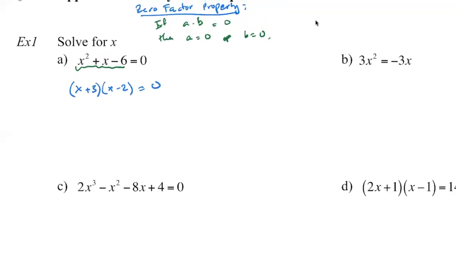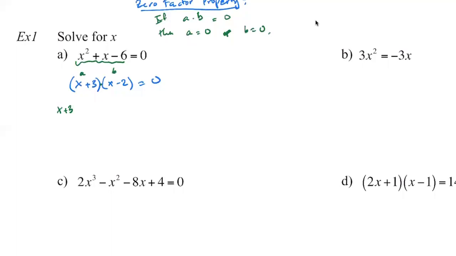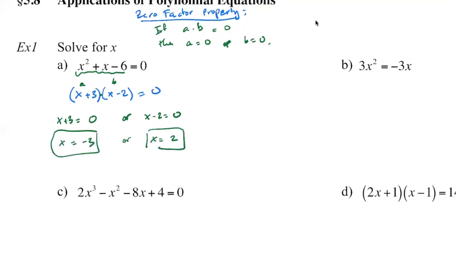And then we apply the zero factor property and say, okay, now if I have my a here and my b there, then either x plus 3 equals 0 or x minus 2 equals 0. That means if x plus 3 equals 0, then x is equal to negative 3. And over here, x equals 2. Those are my two possible answers for this equation. So if I take either 2 or negative 3 and plug in for x, I'm guaranteed that when I square it, add the same number, and subtract 6, I'm going to get 0. So that's a simple polynomial equation solved using factoring.